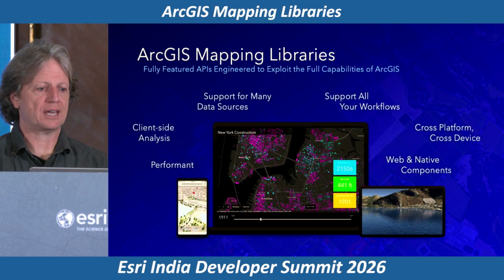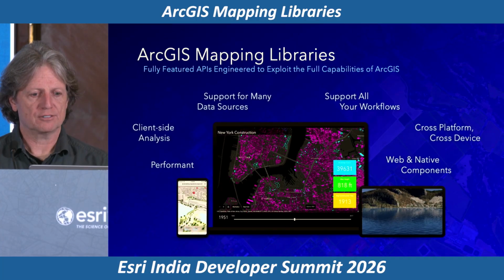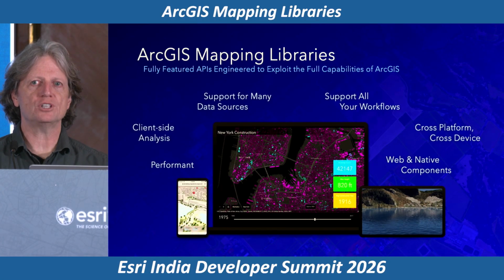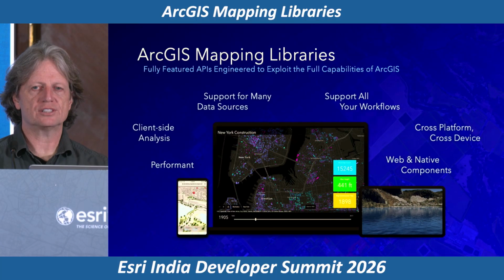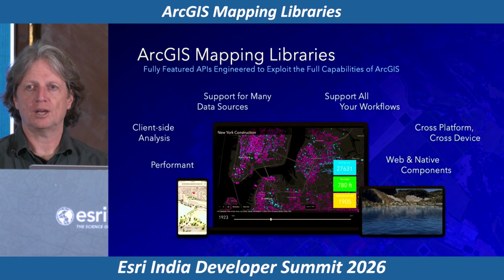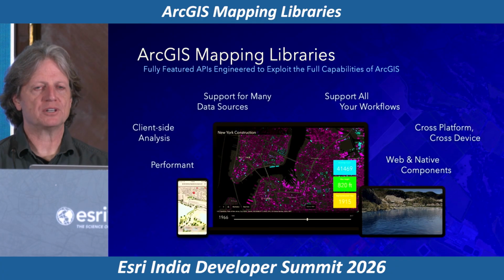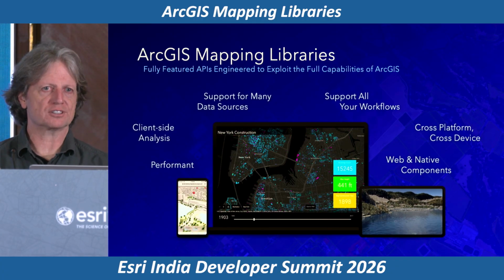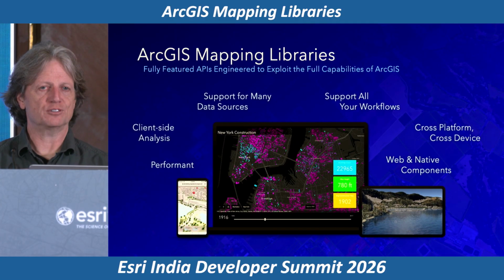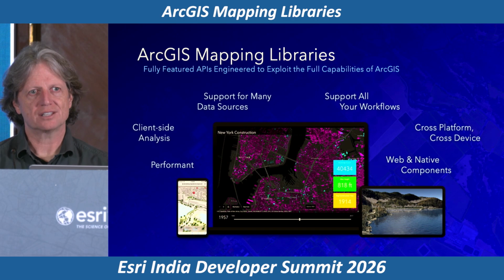So that brings me to the ArcGIS mapping libraries. While open source can be attractive to many developers, if you want to fully exploit all of the capabilities from ArcGIS, you really need to start to use one of our mapping libraries. And we have 8 of them. We have the JavaScript API for web development. We've got Swift, Kotlin, Flutter, Qt, and .NET for desktop, mobile, and embedded development.